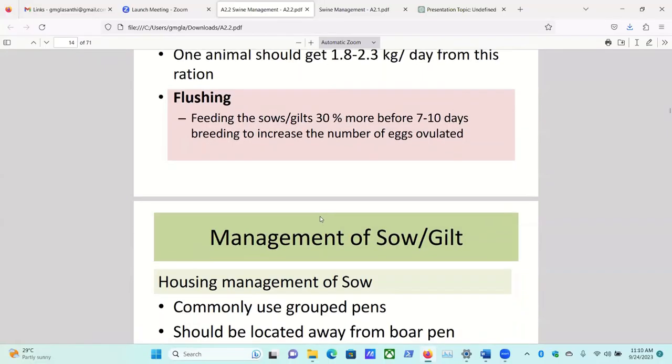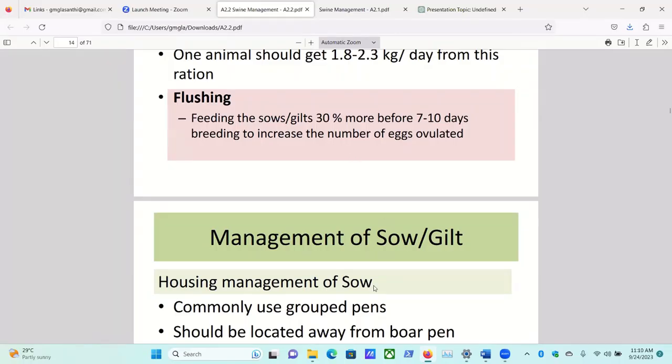And there is a special management practice called flushing. Flushing means we can increase the amount of feed by 30% 7 to 10 days before breeding. It will increase the number of eggs ovulated. It is called flushing.